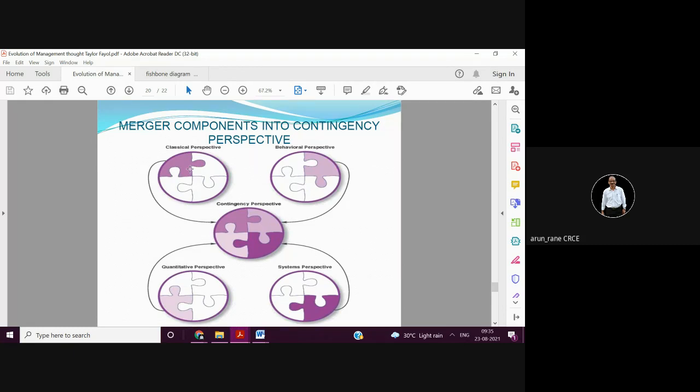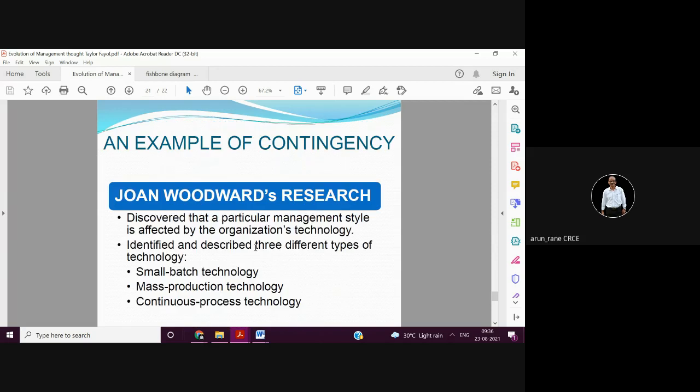Researchers have also tried to use the hybrid theory, that is, they try to merge the components into contingency. That is the classical perspective, behavioral perspective, quantitative perspective, and systems perspective. They try to merge these with the contingency perspective, and they have put up a new perspective, that is called the contingency perspective.